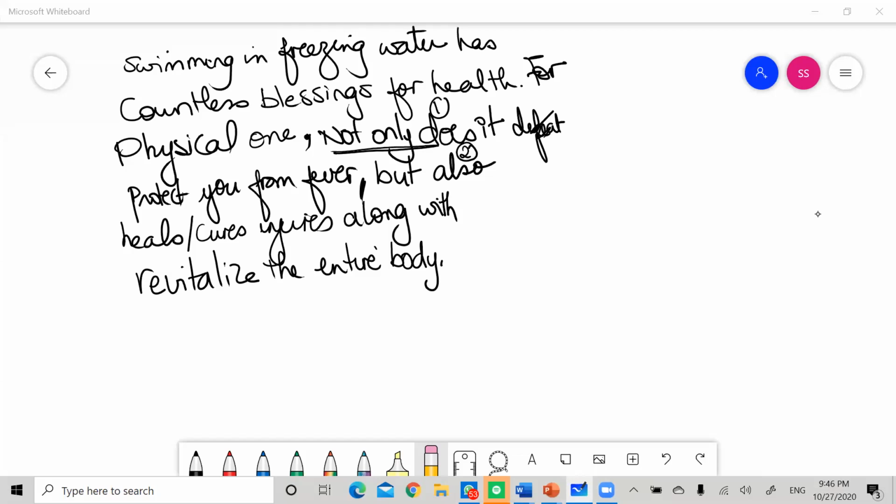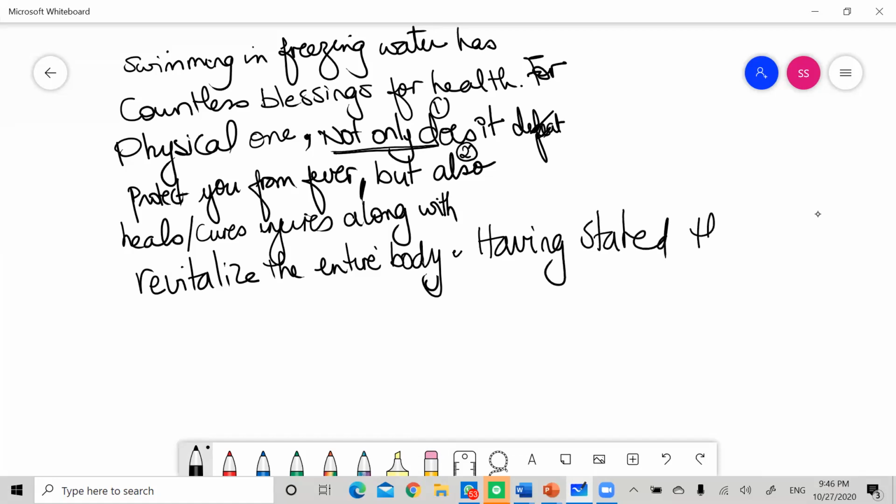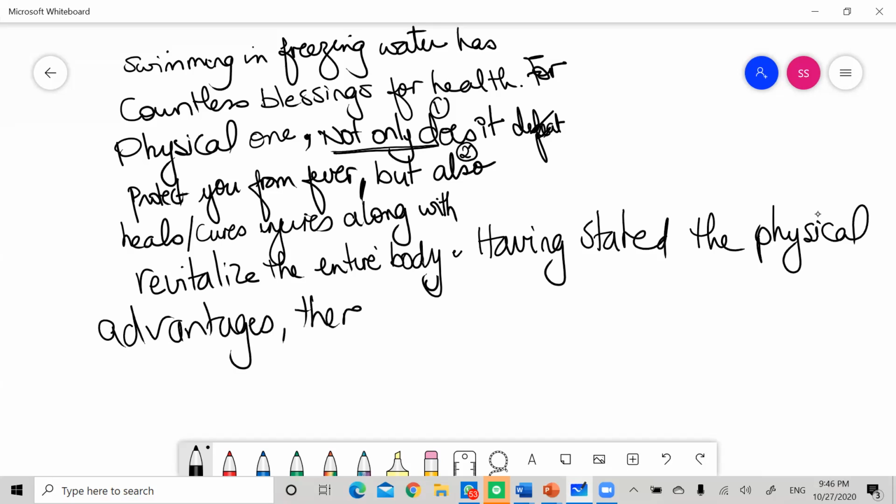I have a suggestion for you because I want you to use more complicated structures. So I can start my sentence using: having stated the physical advantages, there are the emotional ones. And then I'm going to state them all. Exactly.